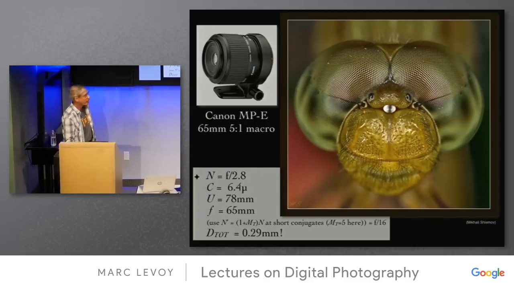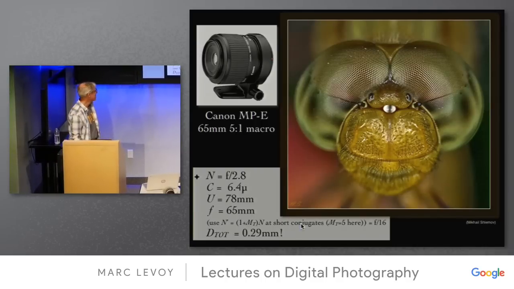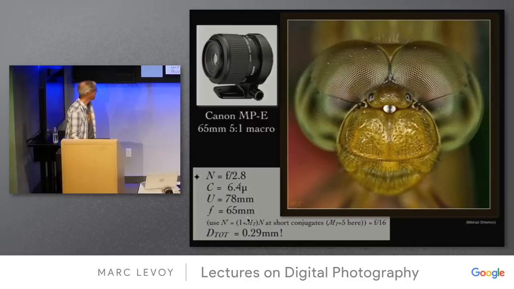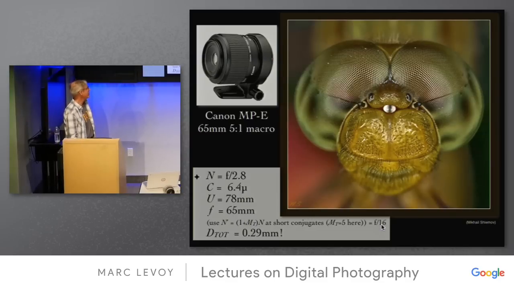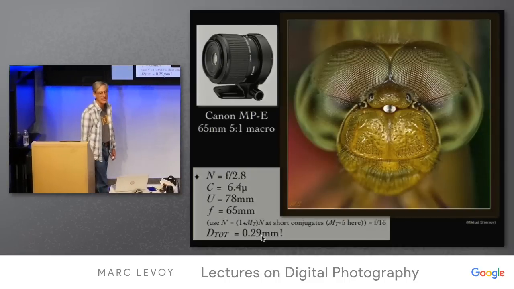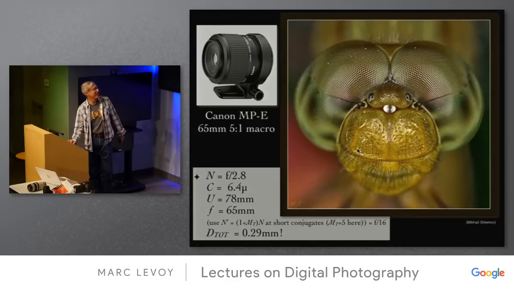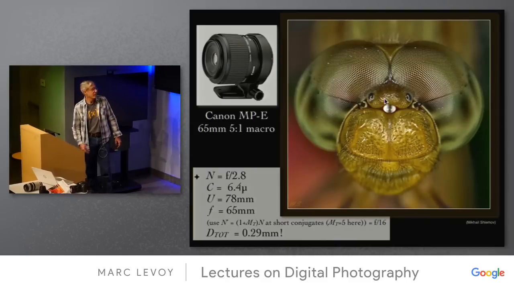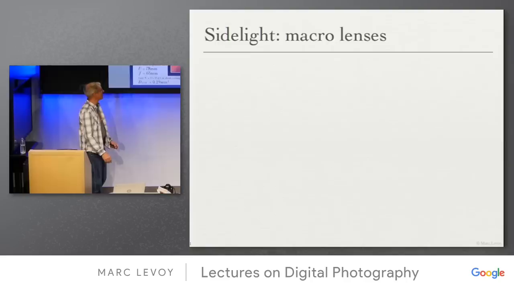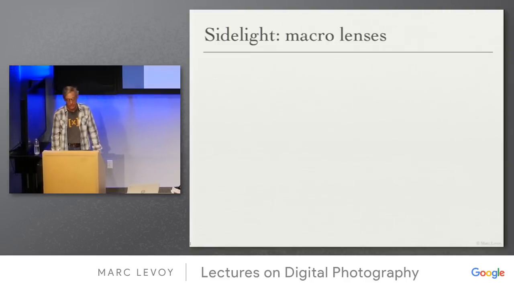Now you have to be a little bit careful when you're talking about short conjugates, meaning stuff that's really close to the lens. And if you go to an optics textbook, unfortunately not a photography book, you'll find a change to N prime. So N prime is f/16. And if you plug that into the formula, you'll get 0.29 millimeters as the depth of field. And well, I don't know this guy intimately, but you can certainly see that even parts of his head are out of focus. So let me take a little side light here on macro lenses.